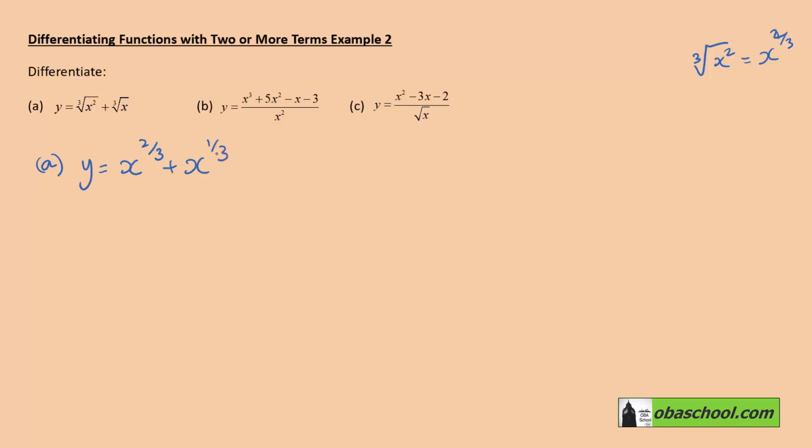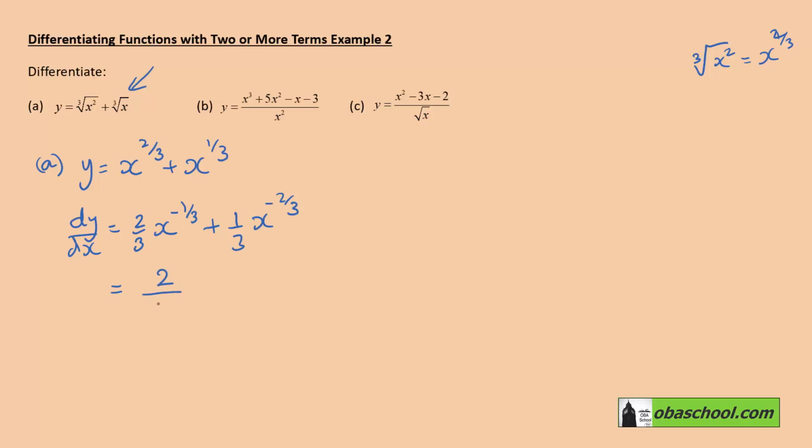x to the 1/3. So if we differentiate that, it doesn't matter that it's a fraction, the 2/3 drops down in front and multiplies, and we reduce the power by 1. 2/3 take away 1 is negative 1/3. And then here, the 1/3 drops down in front, reduce the power by 1, a third take away 1 is negative 2/3. Now the question was given in radical form, so we should change back to radical form.